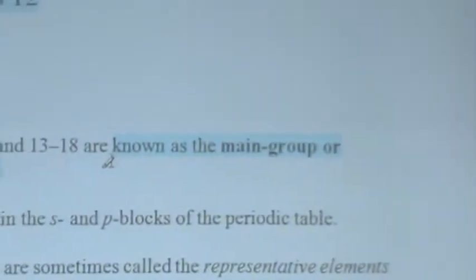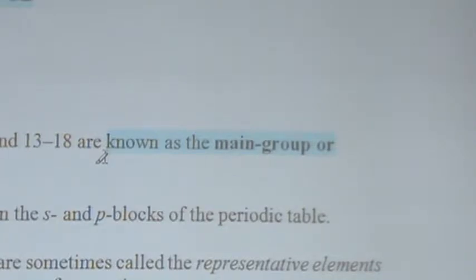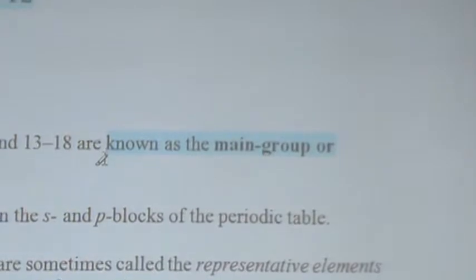If you count them all absolutely, elements in groups 1 and 2 and 13 through 18, the tall columns, are called the main group or representative elements. Notice those are all the tall columns. You might want to write tall groups on there so you know that's what we're talking about.